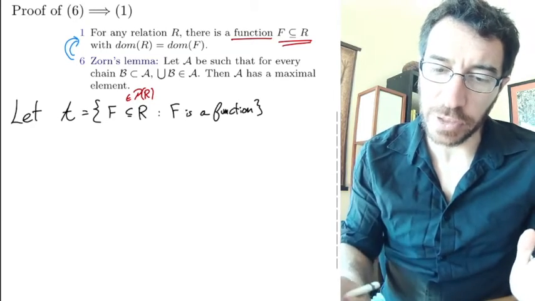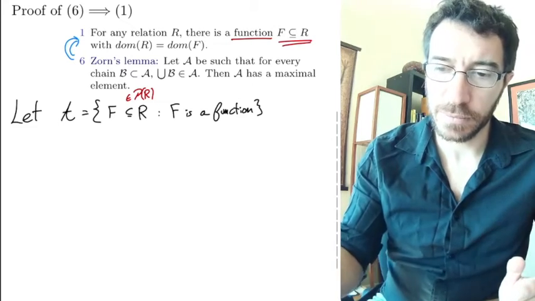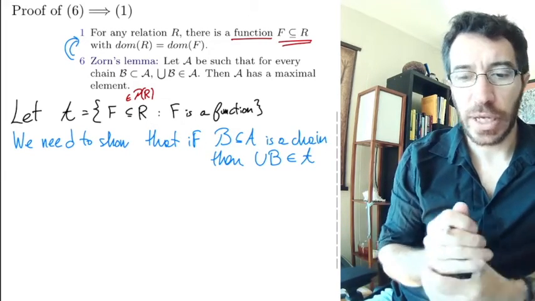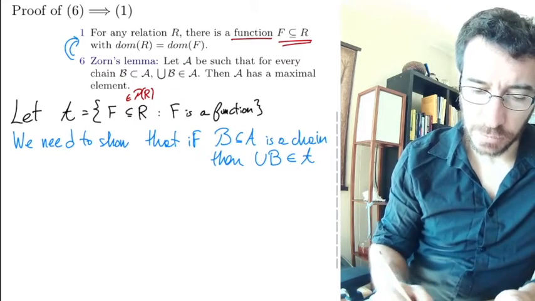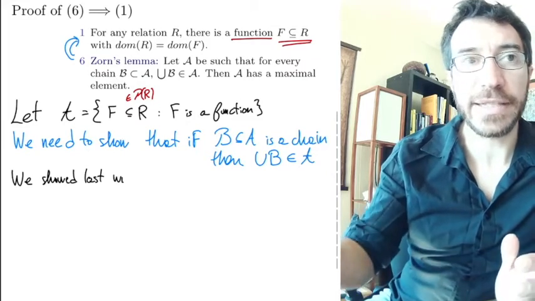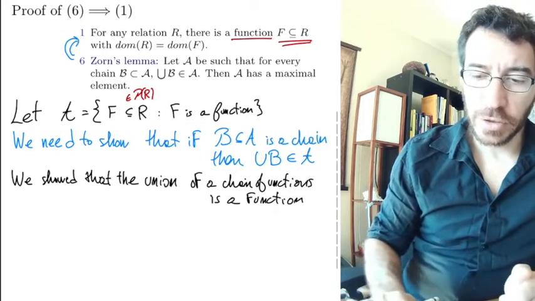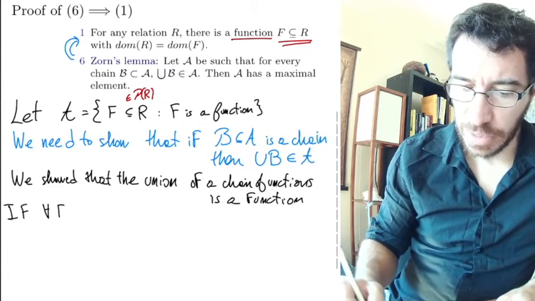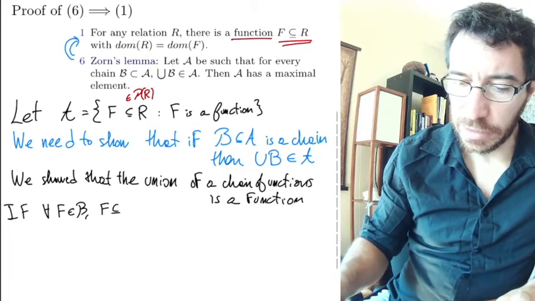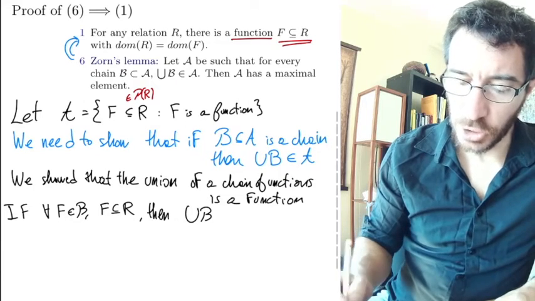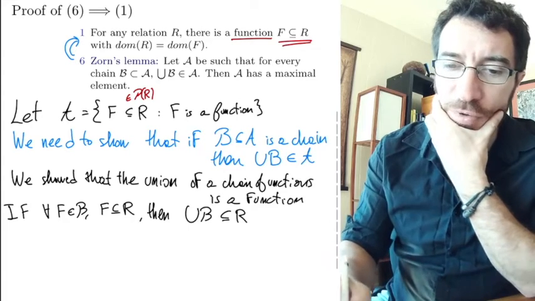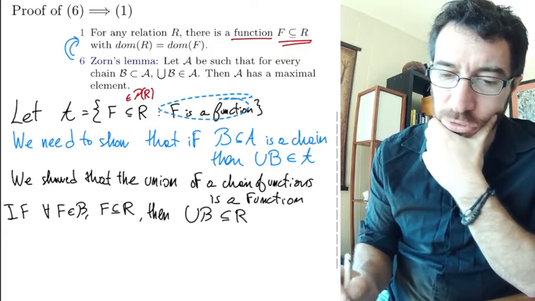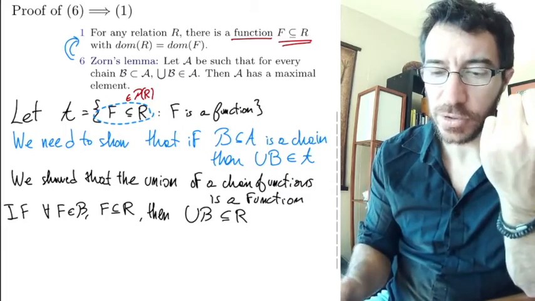So how are we going to do that? Well, first, to apply Zorn's lemma, we need to know that we satisfy the hypothesis: if we have a subchain B of A, then the union of the chain belongs to A. We showed last week that the union of a chain of functions is a function, and also, this is very simple, if for every f that belongs to B, f is a subset of R, then the union of B is also a subset of R. So if B is a chain that is a subset of A, then the union of B must be a function, and it must also be a subset of R.